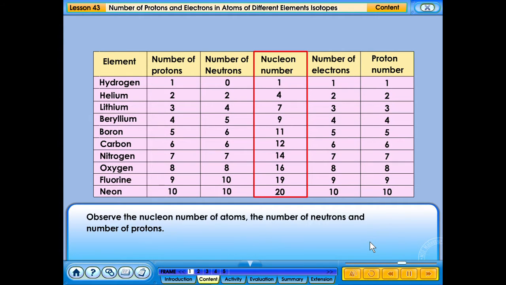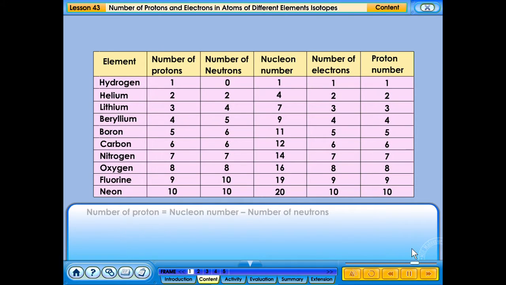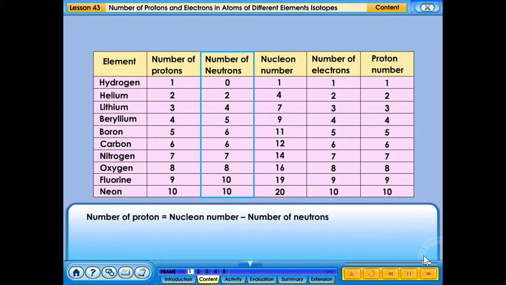Observe the nucleon number of atoms, the number of neutrons, and the number of protons. The number of protons of the atom is equal to the difference between nucleon number and number of neutrons. Let us learn more about atoms of different elements.